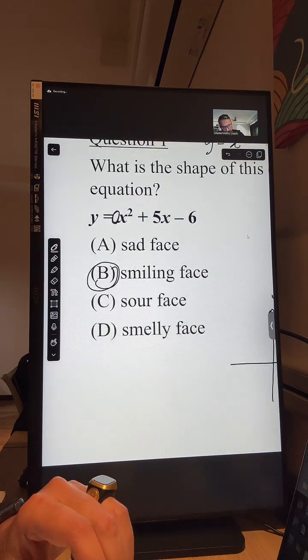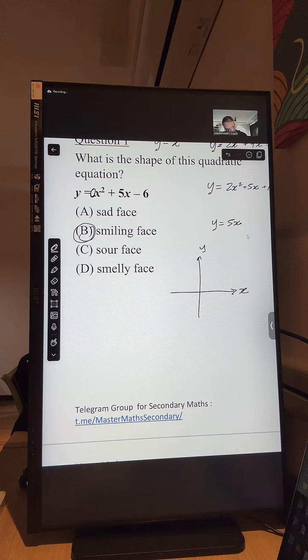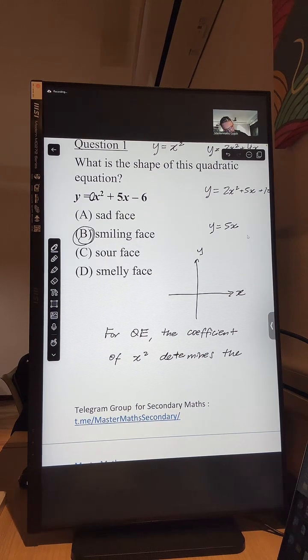So for a quadratic equation, let me write down a super pro MasterMaths tip here. For QE, quadratic equation, the coefficient of x square, meaning the number in front of the x square, determines the shape of the curve. If you have a notebook handy, please write this down.